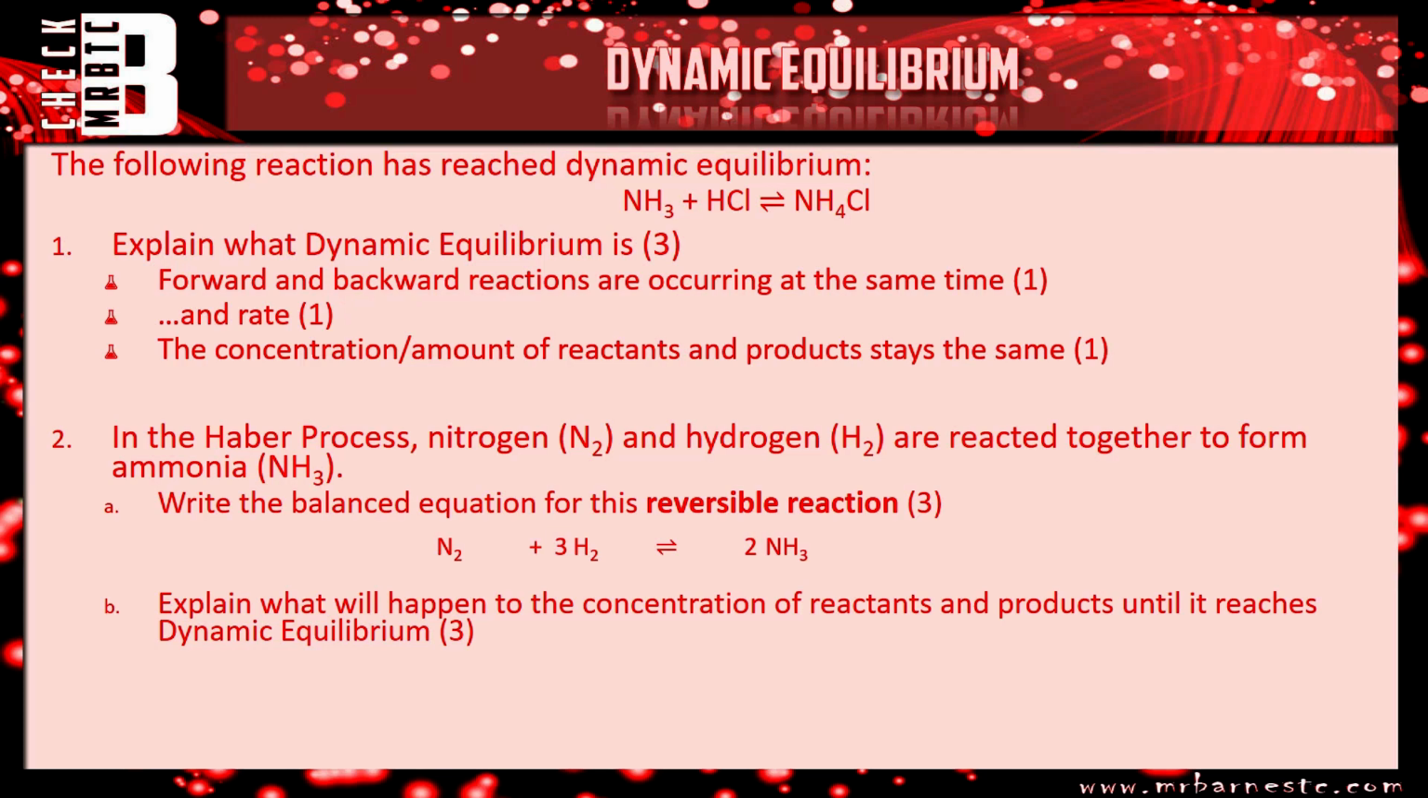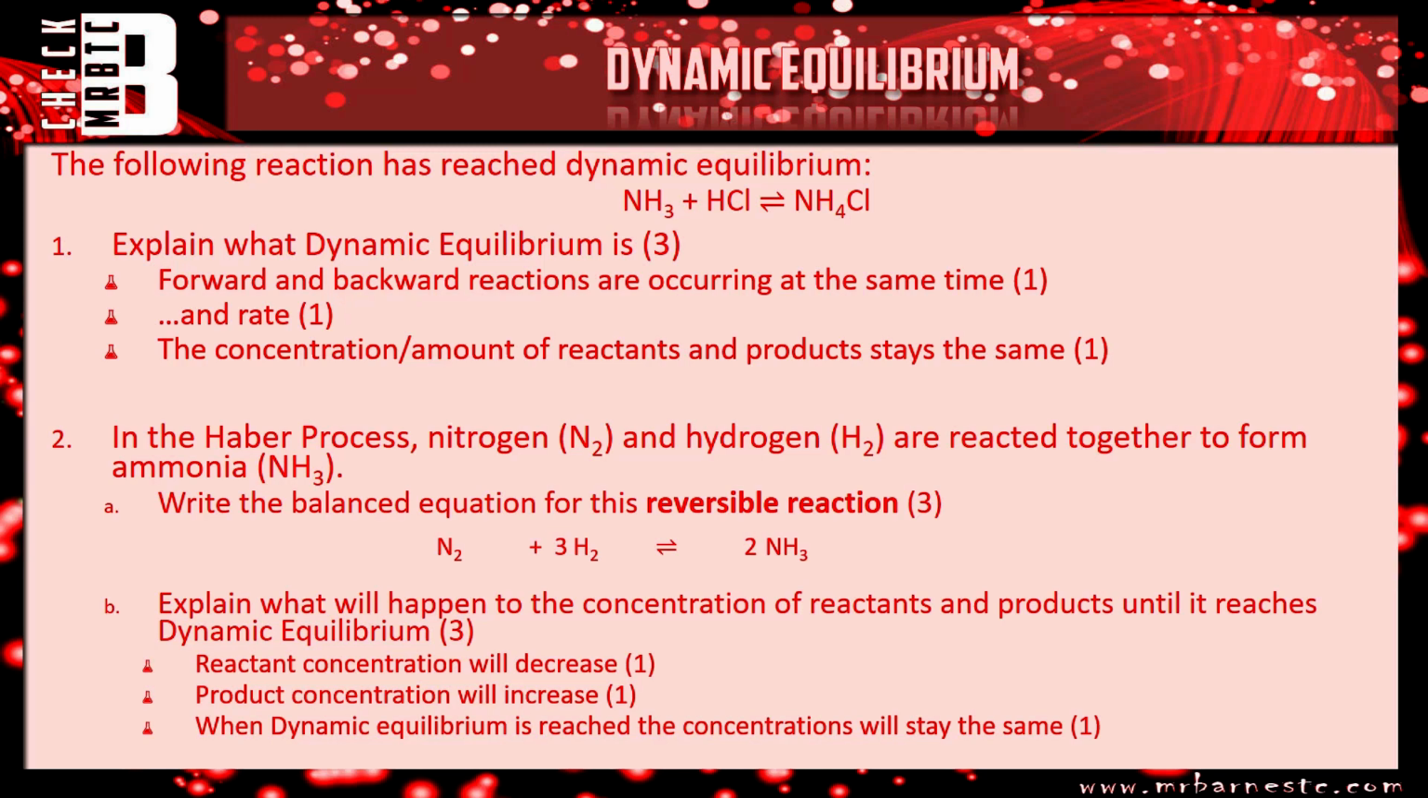And then part B, explain what will happen to the concentration of reactants and products until it reaches dynamic equilibrium. So you're starting off with only N2 and H2 reacting together, so the concentration of that will be high and it will go down, it will decrease as the ammonia is produced. Therefore, the ammonia concentration will go up, and then it'll get to dynamic equilibrium. And at that point, the concentration will stay the same.